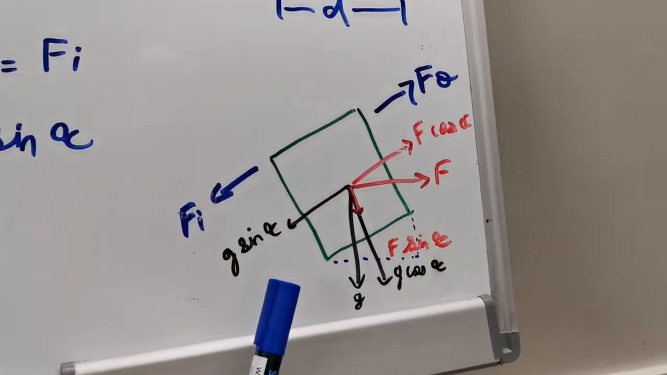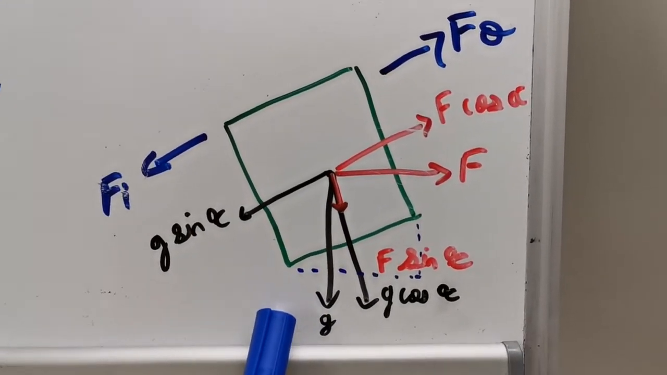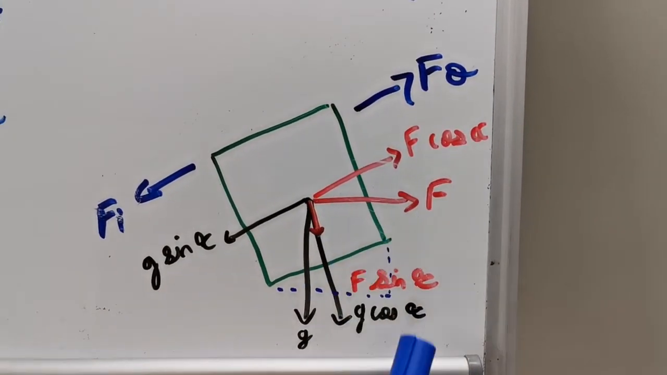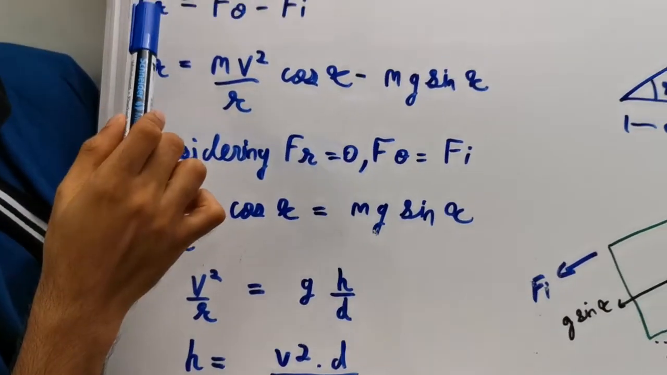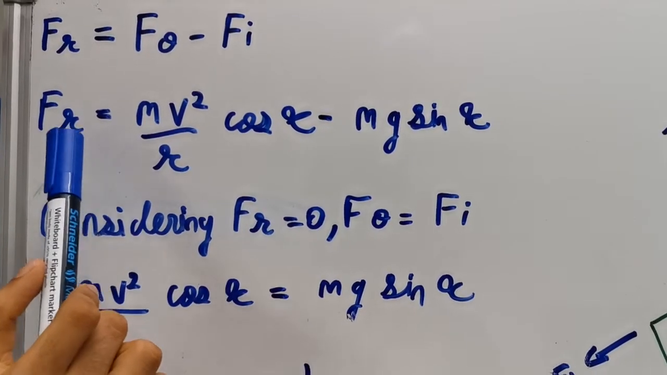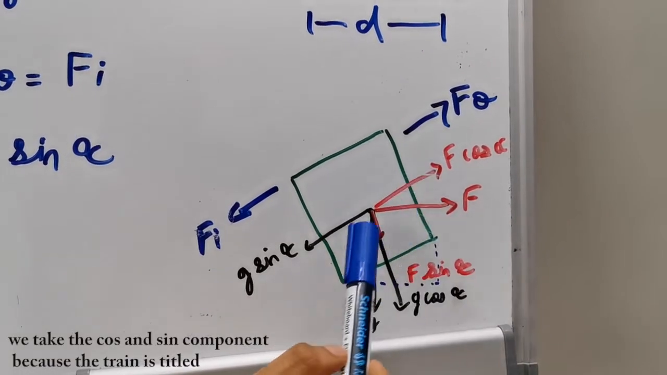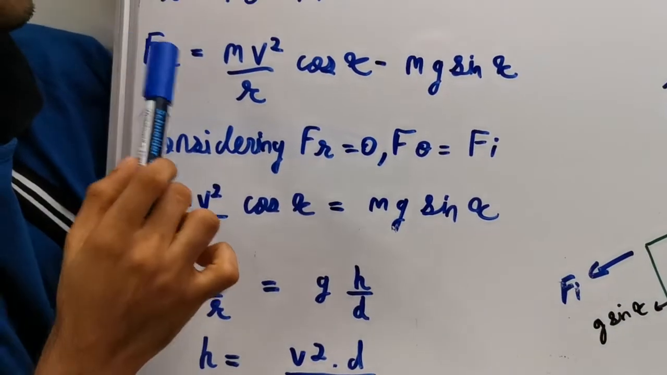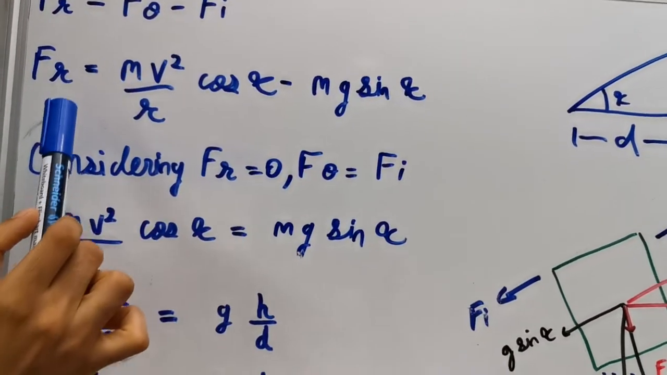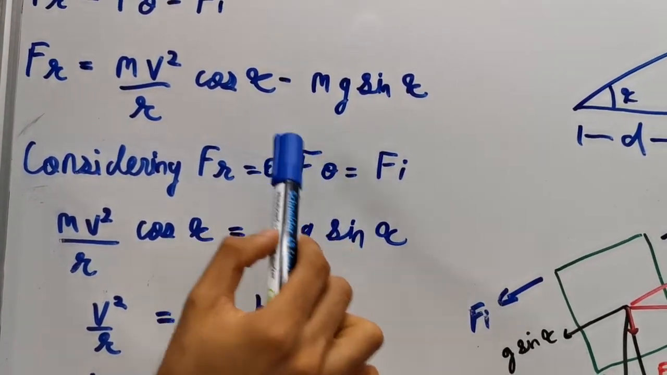Now if you look at this diagram, we see that the train is a bit tilted. This force downwards is the gravitational force, which is divided into two parts, and this force here is the outside force, which again is divided into two parts. So again coming to the maths, force outside minus force inside. Force outside is mv square by r, as I already discussed, but we have to take the cos component of it. Considering those components, it's mv square by r cos alpha minus mg sin alpha. Now we want no remaining force, so we consider it as 0. So force outside should be equal to force inside.